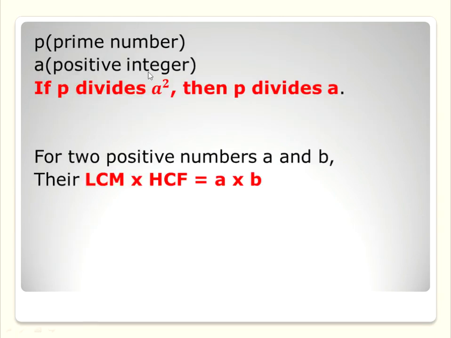Now let p be a prime number and a be a positive integer. If p divides a square, then p divides a also. For two positive numbers a and b, product of their LCM and HCF will be equal to their product, that is a into b.